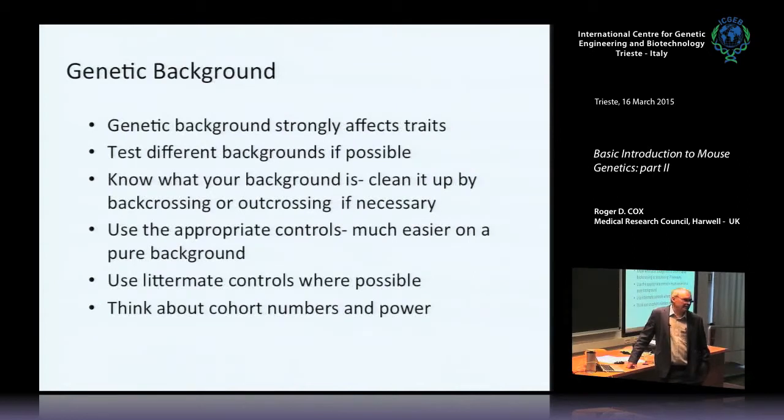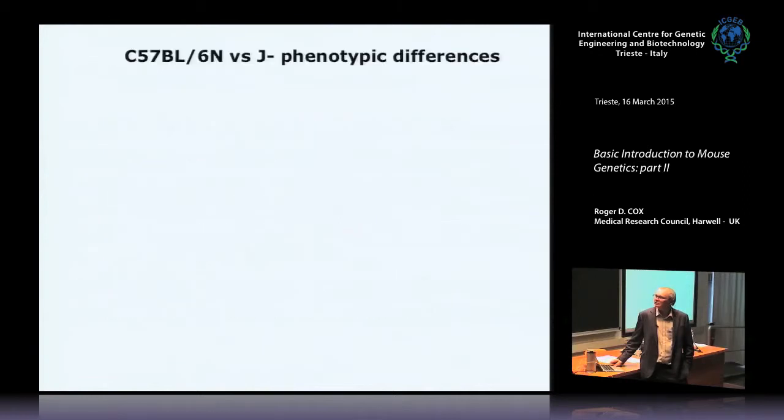Genetic background, as I've told you repeatedly, strongly affects traits. Test different genetic backgrounds if you can. Know what background you're on, and clean it up by backcrossing or outcrossing or remaking the mutation, as Ken suggested. Use the appropriate controls. Use littermate controls where you can. They're the best control. And think about cohort numbers and power.